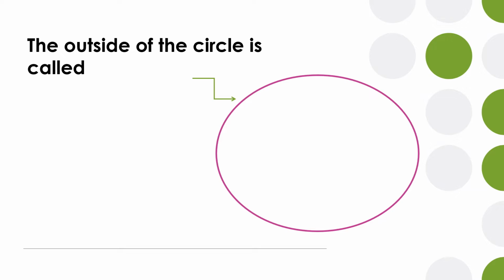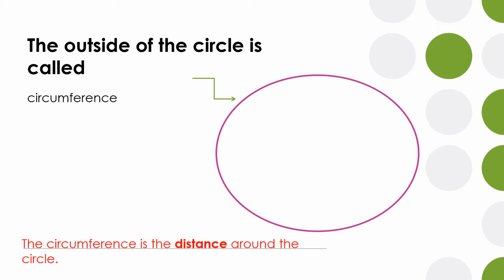Now the outside of the circle is called the circumference. This line that you see, the circumference, is the distance around the circle. So here this purple color line that you are seeing is the circumference over which this car is going along. Okay, so the outside of the circle is called the circumference.